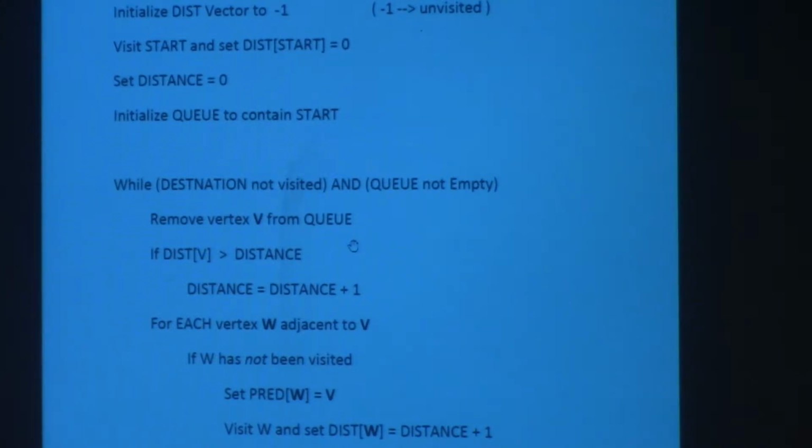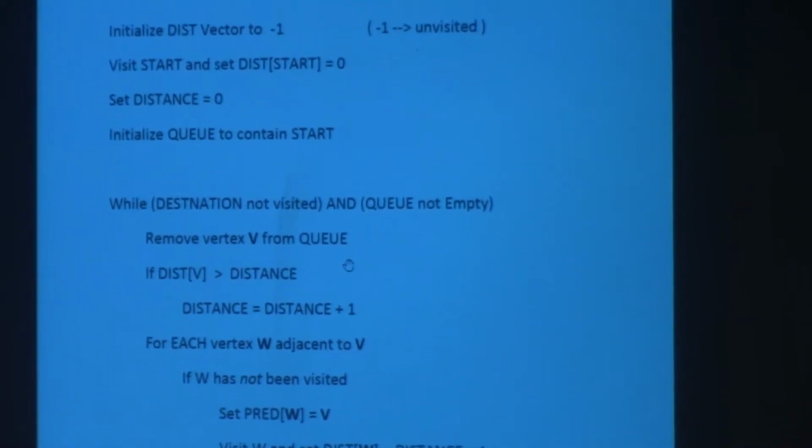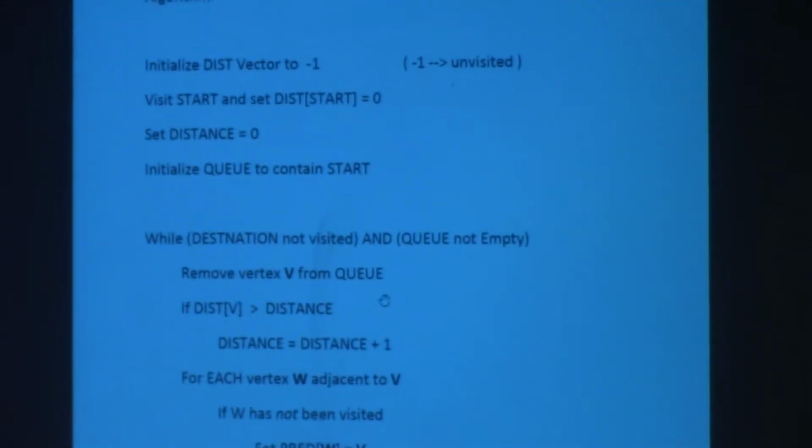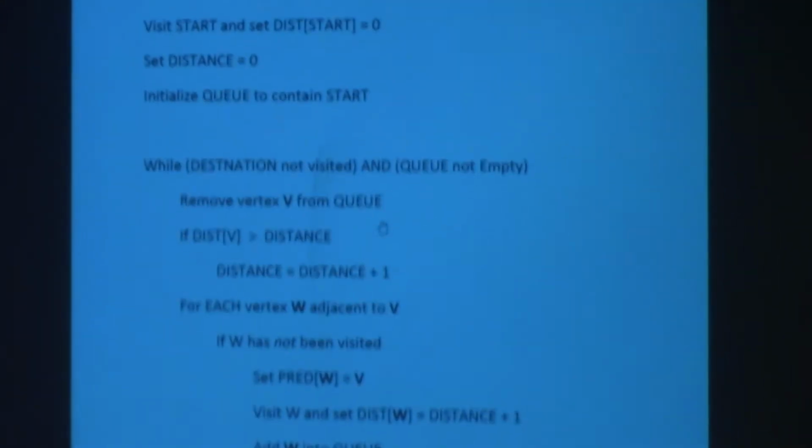Some indication you haven't been there before. Okay, that's the idea there. Now, we're going to visit the start vertex. Start vertex is wherever you are asked to begin. In our case, maybe A. And then we're going to have a distance vector.